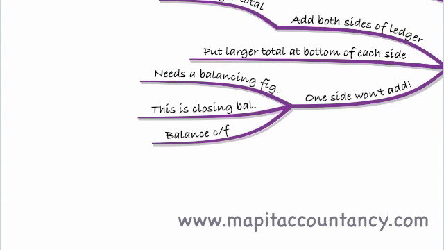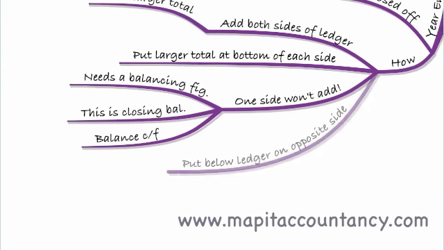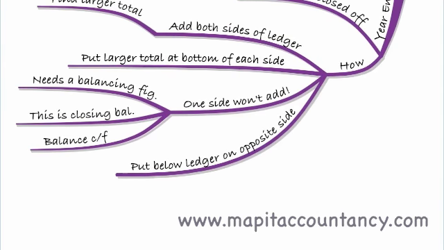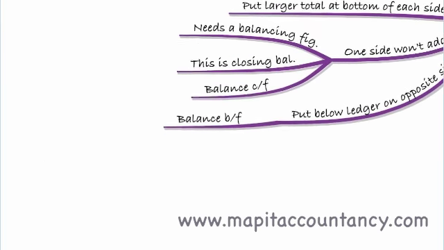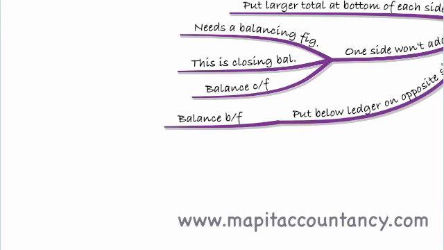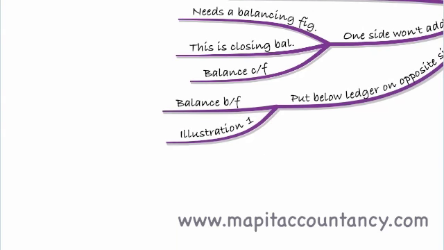So now that we know how to balance that off, we close the account by putting the amount that we got for our carried forward amount below the ledger on the opposite side. That turns it into the balance brought forward for next year, and that's the amount we're looking for our financial statements. So let's go through illustration 1, and what we're going to do is balance off each and every ledger account that we've created.